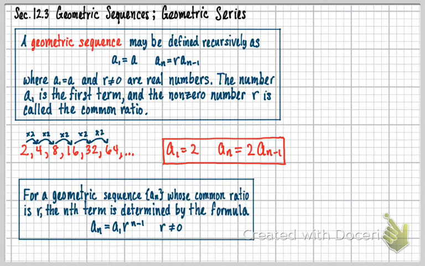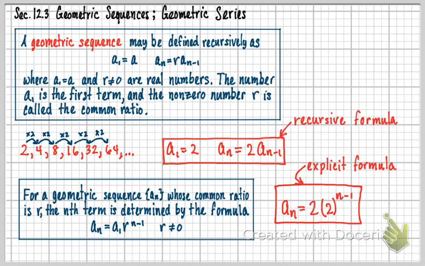So that's really it. I'm just going to write An, and A1, my first term, is 2. So I'm going to write 2 times, and my R here is 2, and then that would be to the n minus 1. So this would be the explicit formula. So again, the recursive formula and the explicit formula. So there you go, two different ways to think of these geometric sequences.